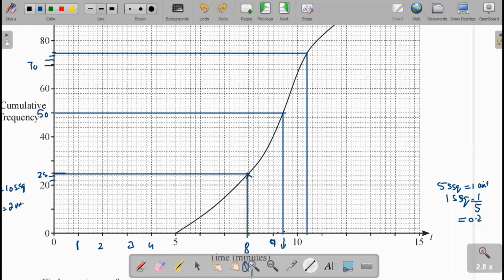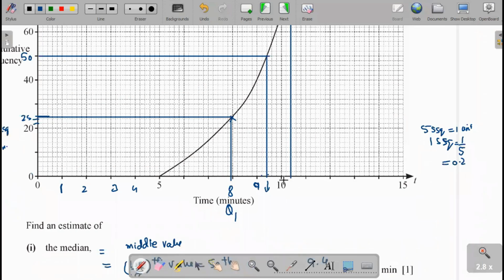You see here, that is the position of the time, and this time you see here 10, and that one small unit is 10.2, and next is 10.4 value. This is the Q3, 10.4. Q1 is 8, Q3 is 10.4.